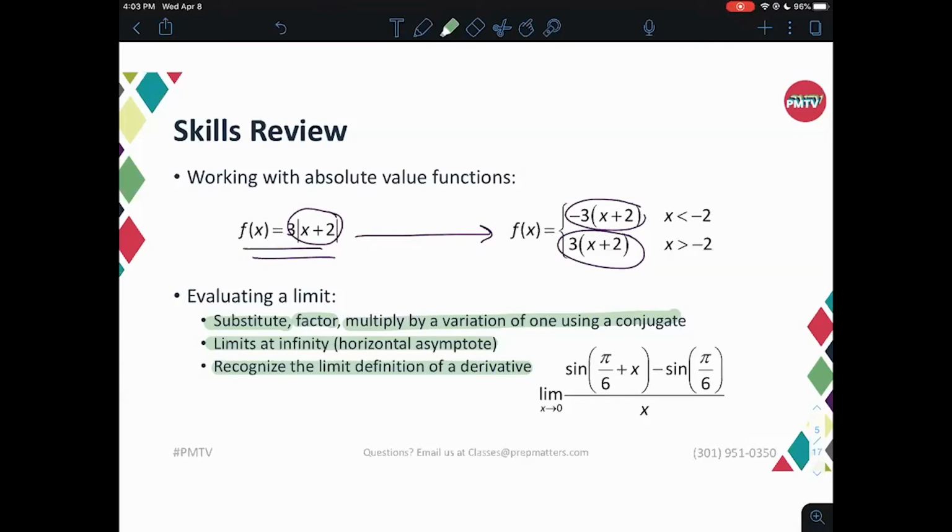If we don't, and we go through exactly what I just talked about by trying to substitute in first, and we substituted a 0 in for x, we would get sine of pi over 6 minus sine of pi over 6, which is 0, over 0. We get that 0 over 0 indeterminate form, and there's nothing algebraically to do with this. We can't factor. There's not a conjugate situation going on. We don't really have anything to do here.